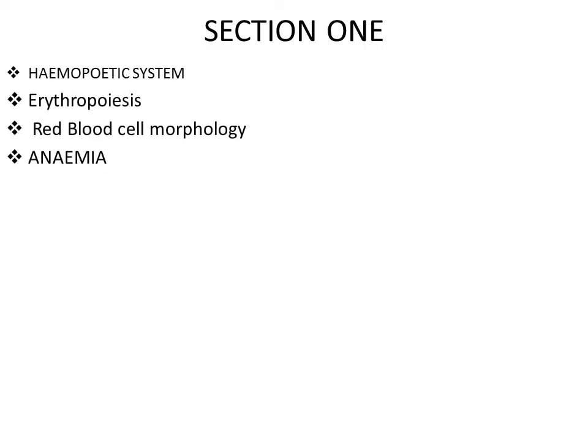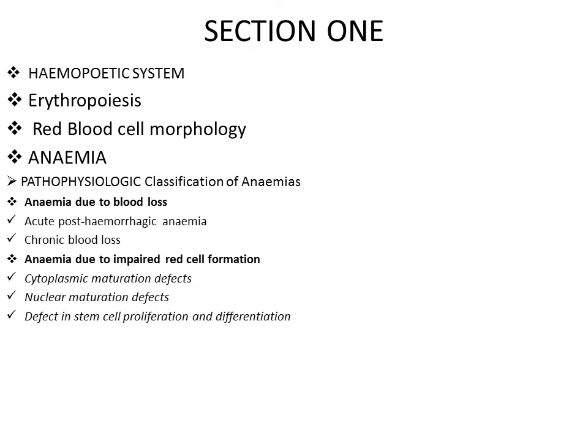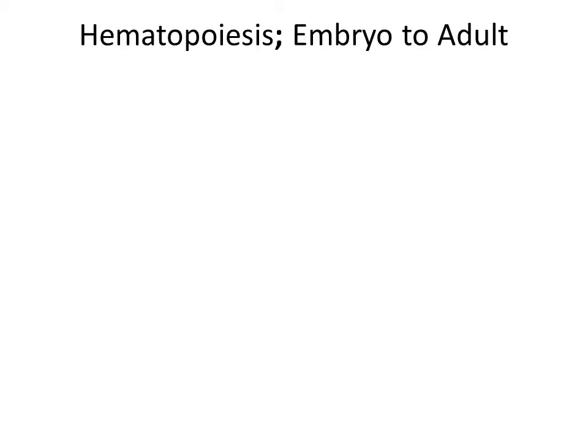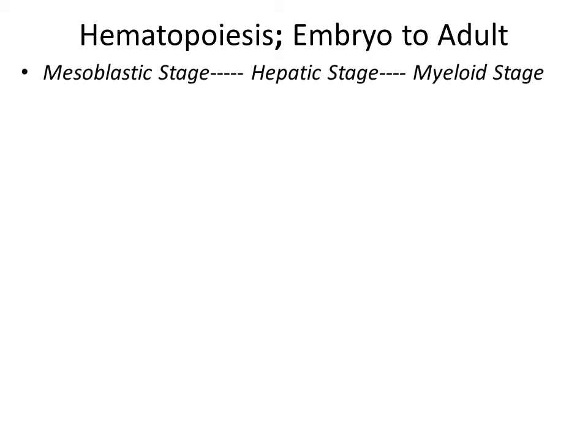In our section 1, we are going to be looking at the Haemopoetic system, erythropoiesis, red blood cell morphology, and anemia. While discussing anemia, we are going to look at the physiological classification and morphological classification. And at the end of our presentations, we will be able to make all these topics as simple as it should be. To start with, we are going to be looking at haematopoiesis in embryo and adult life.